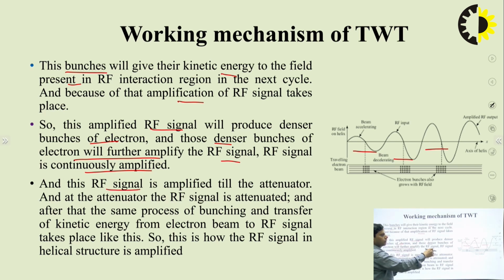That means if there is any mismatch, that part will be attenuated. At the attenuator the RF signal is attenuated, and after that the same process of bunching and transfer of kinetic energy from electron to RF signal will take place, as I have told per the working methodology. This is how the RF signal in the helical structure is amplified.